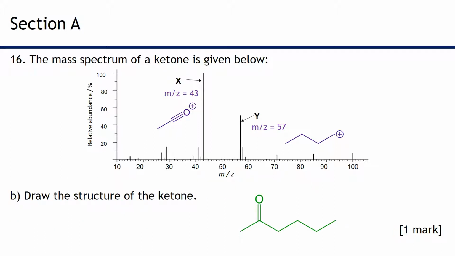And in part B, you're asked to draw the structure of the ketone. If you look, the molecular ion, so the peak that corresponds to the molecule with just a positive charge on it, so it's just had an electron knocked out, is at 100. And quite conveniently for you in this question, 43 plus 57 equals 100. So you can imagine just joining together this acylium fragment and the butyl fragment, and that will give you the structure of the ketone. So it has 6 carbons in its chain and the ketone group on carbon 2. So it's hexan-2-one.